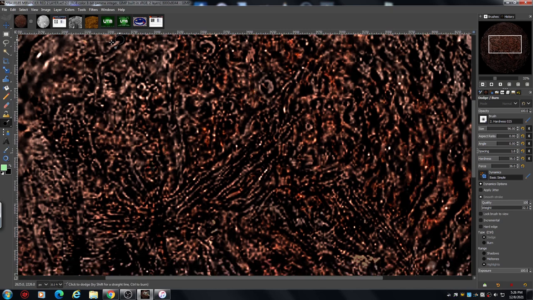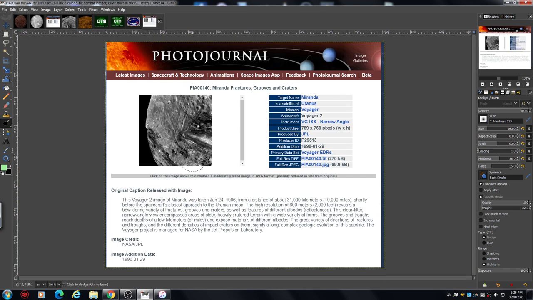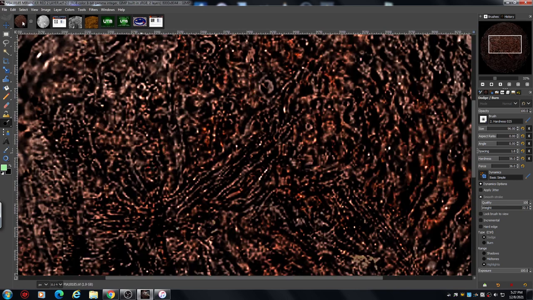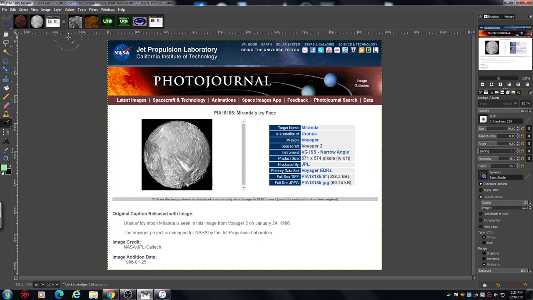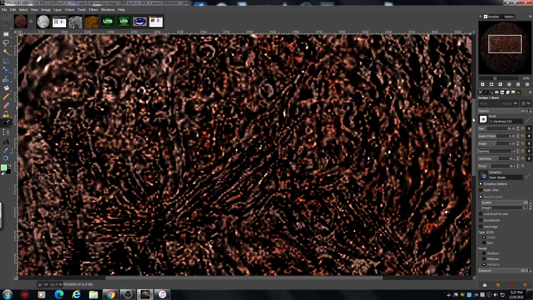I'm not sure what size this is. It doesn't say. I get so confused. There's so many places I'm looking at. So where are we? Uranus. Is it Uranus' moon? Do excuse my stupidity.